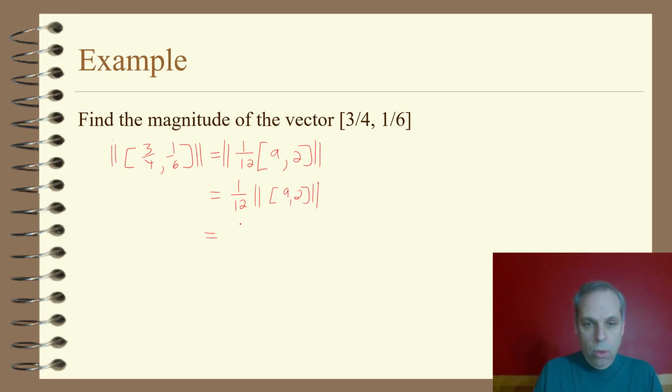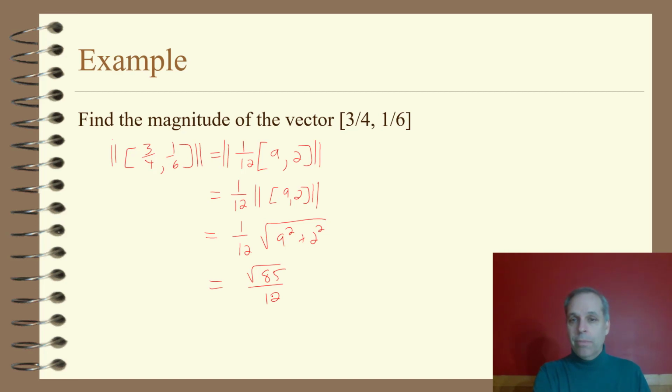That would then be 1/12. This would then be the square root of 9 squared plus 2 squared. That is the square root of 9 squared is 81, 2 squared is 4. That's the square root of 85 all over 12. And that's the answer. Isn't that nice?